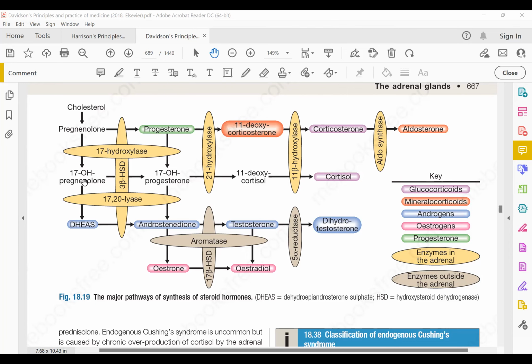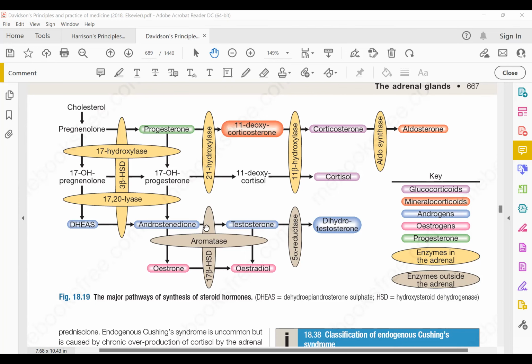Now, let us say the 17-hydroxypregnenolone is further acted on by 17-20 lyase, then dehydroepiandrosterone is produced. And from then the beta hydroxylation is the same, androstenedione, then from here the reaction is different. 17 beta HSD again comes here, and 17 beta HSD leads to testosterone, 5 alpha reductase leads to dihydrotestosterone.